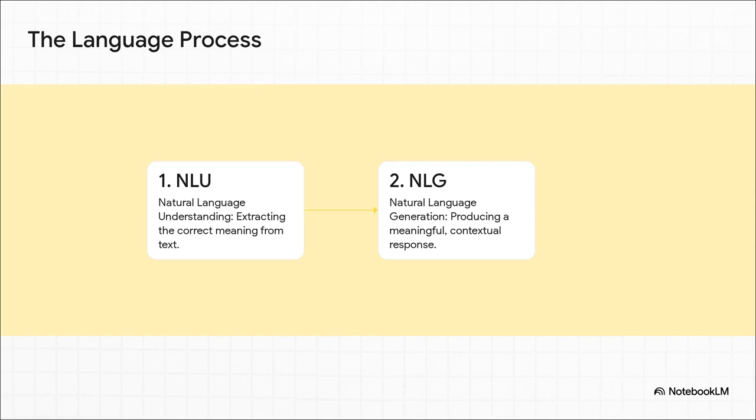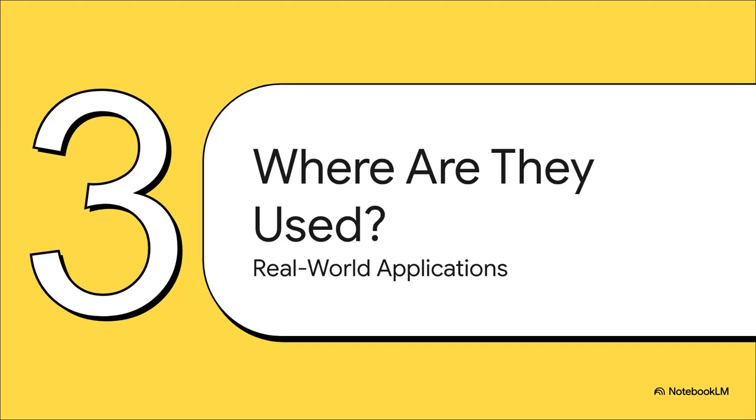You can really think of the whole process like a simple conversation. First, the model has to listen. It has to really figure out what you actually mean. That's NLU, or natural language understanding. And only after it understands can it come up with a smart reply. And that part is NLG, natural language generation. It's a really simple but incredibly powerful two-step dance. First listen, then talk.